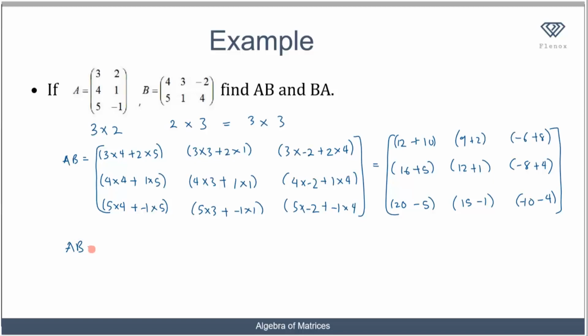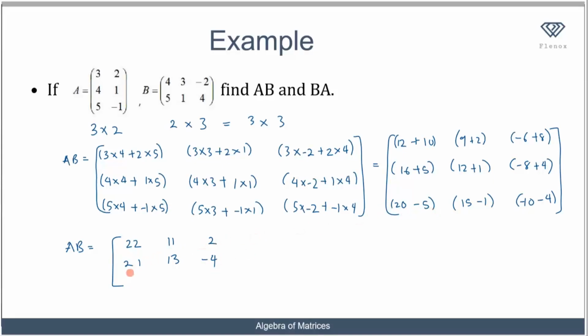AB being equals to, so what is 12 plus 10? That will be 22. 9 plus 2 is 11. Minus 6 plus 8 is 2. 16 plus 5 is 21. 12 plus 1 is 13. Minus 8 plus 4 is minus 4.